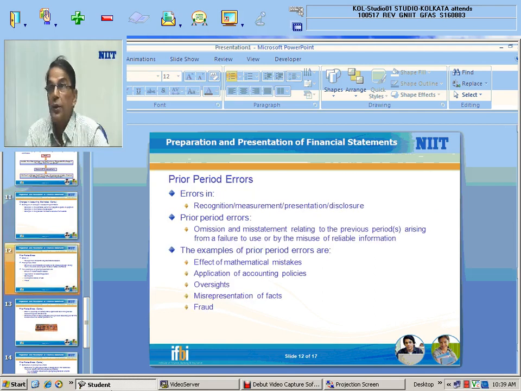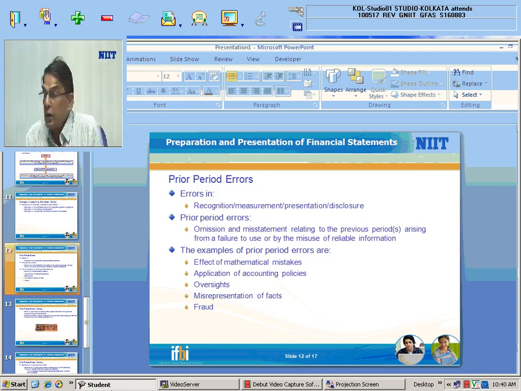Then the third thing we'll talk about is prior period errors. Now, prior period errors have been committed earlier and detected now. So what happens to prior period errors? Errors basically could be in recognition, could be in measurement, something was recognized, not recognized. So errors in recognition, errors in measurement, errors in presentation. When you presented this particular item in the financial statements, there are some errors in presentation, the figures have not been correctly presented, or disclosure. So errors can happen in recognition or in measurement or presentation or disclosure.